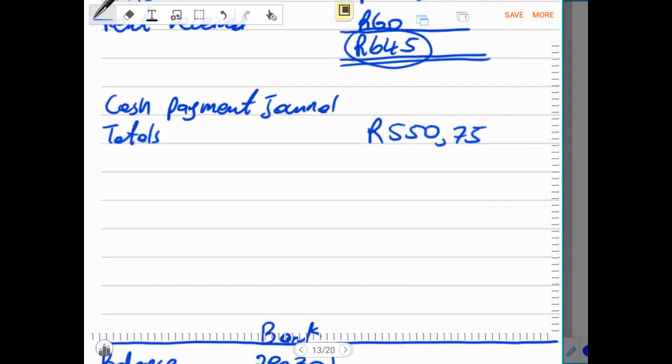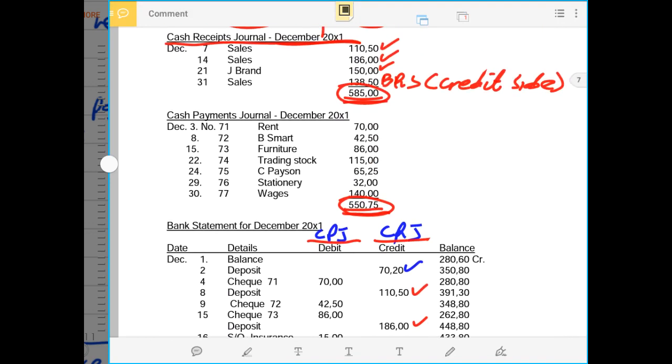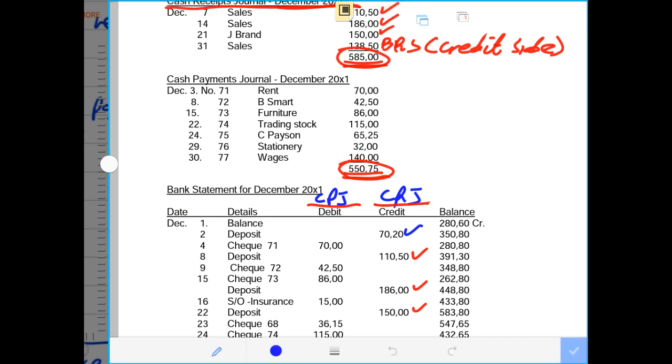Therefore we go to the cash payment journal, where we compare the cash payment journal with the debit side of the bank statement first. I prefer that approach. We say there is 70 rand, and you can see 70 rand appears in the payment journal and also in the debit side of the bank statement. There is 42 rand 50 cents and it appears on both sides. And remember, you only tick if it appears on both sides.